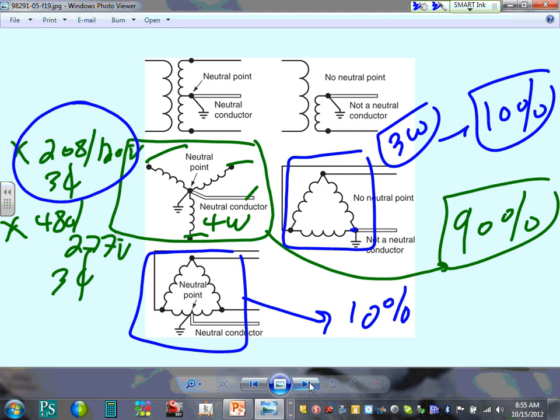This is if you need the voltage that you can come from this: 240/120 3-phase. If you want a 120 3-phase, not single phase, that's the only way you can get that. This is also the same thing, a 4-wire system. What would we use a system like this for? Only 10% of the time. You would never ask for this.